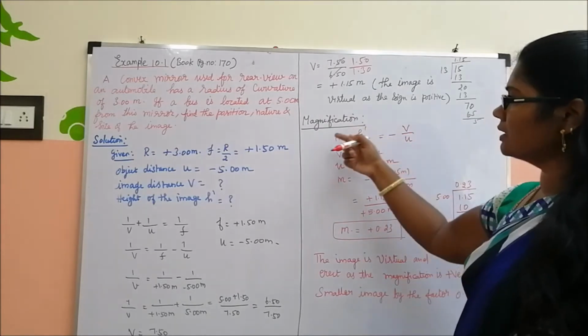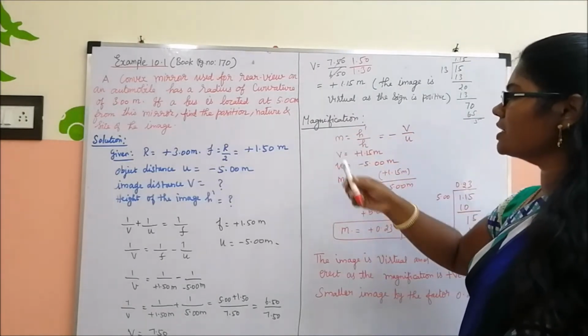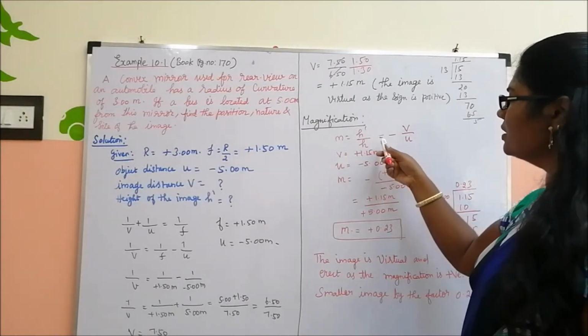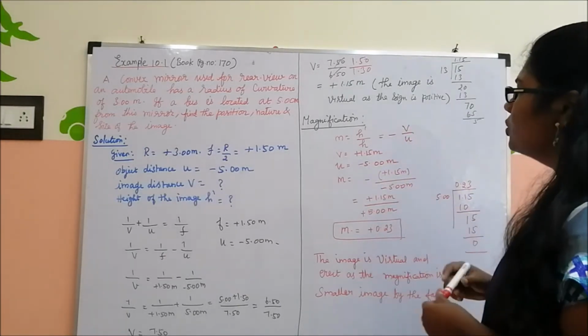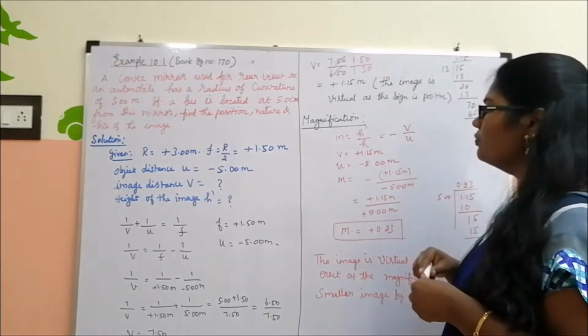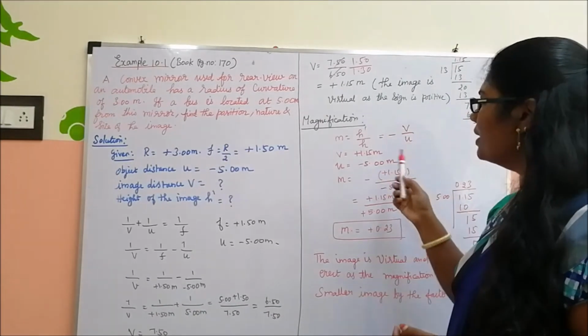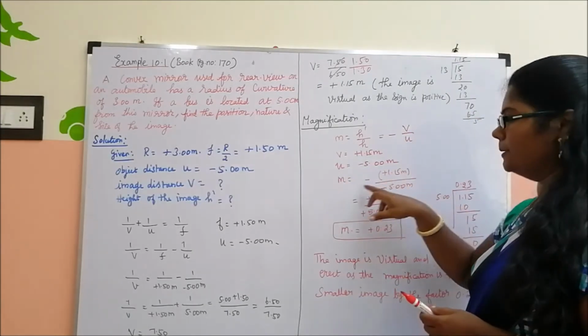Then we should calculate the magnification. The formula for magnification is m is equal to h dash by h, which is equal to minus v divided by u. We know the value of v and the value of u. The value of v is plus 1.15 meter and the value of u is minus 5 meter.